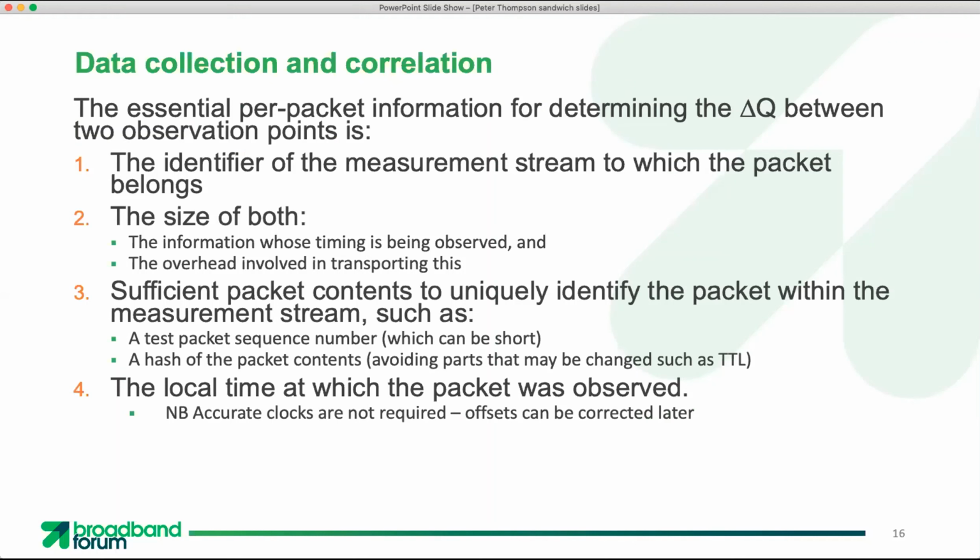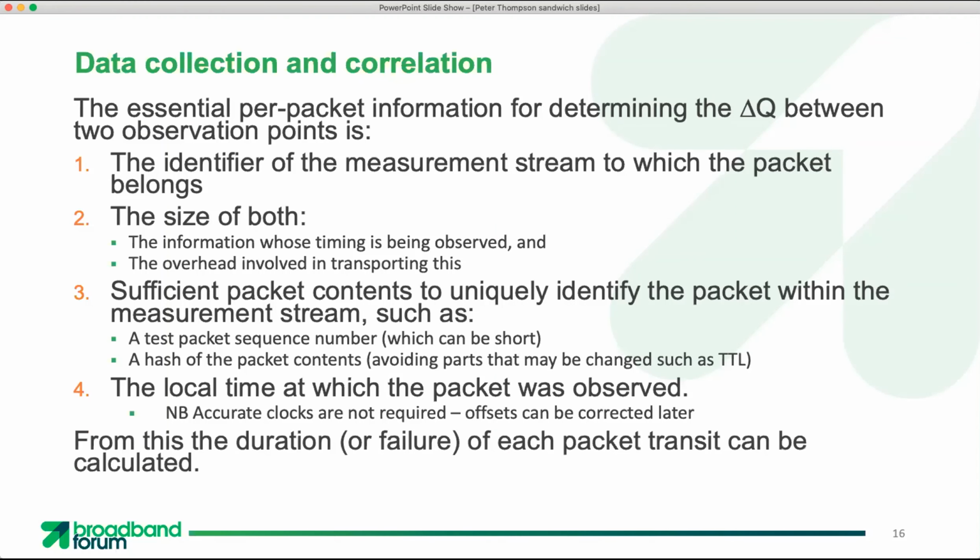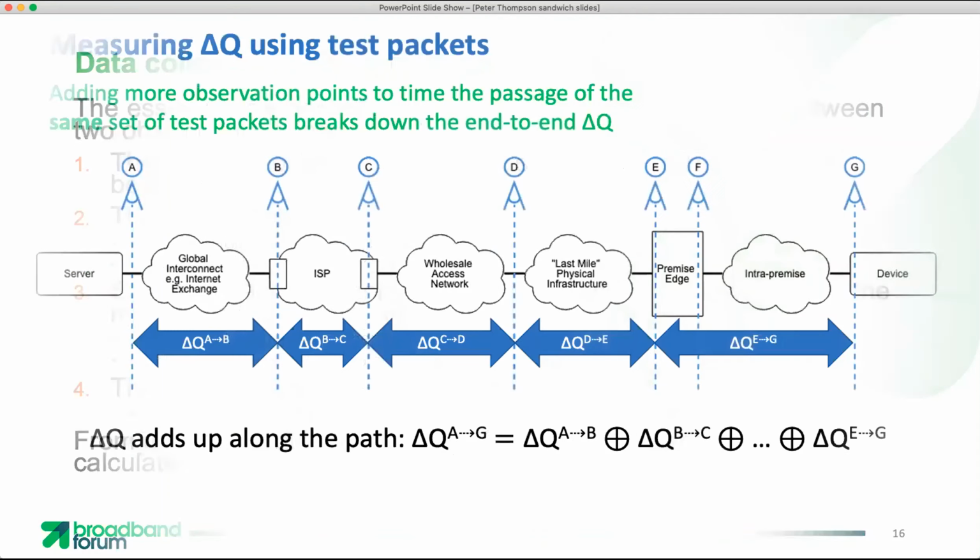The key feature here is that we don't need accurate clocks, because we can deal with offsets. Because we measure a round trip, we can deal with offsets as part of the analysis process. So we can work out the duration of each packet transit, or whether it failed. If we see it in A and B, but we don't see it at C, then it looks like it got lost.